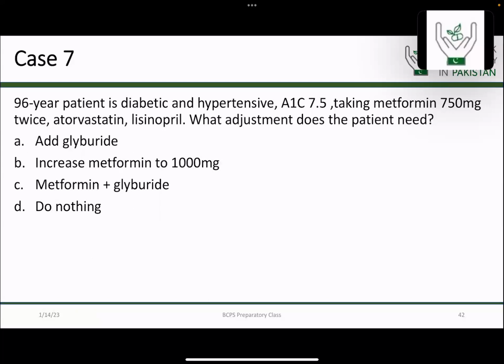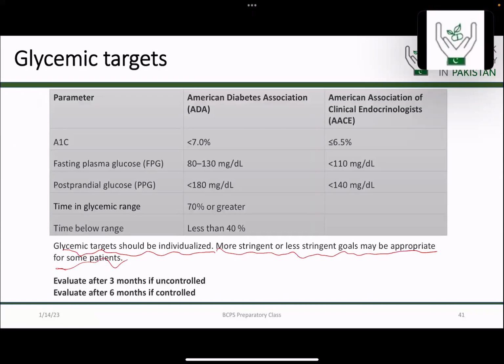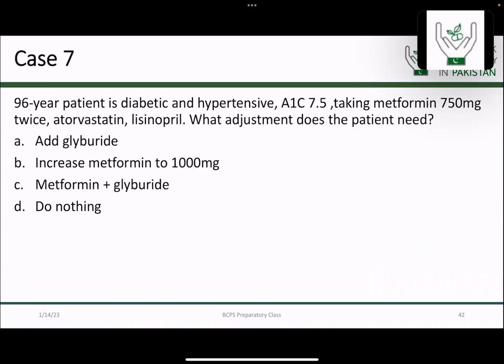So this is the problem. As we already said, this target can be individualized. This could be made more stringent or less stringent. So in this case, we will make it less stringent because of the age of the patient. The patient is too old. For this patient, even 7.5% is good to go.